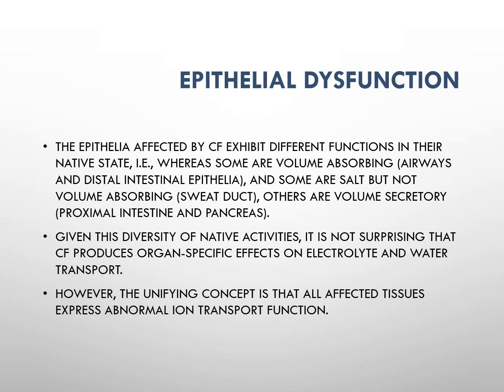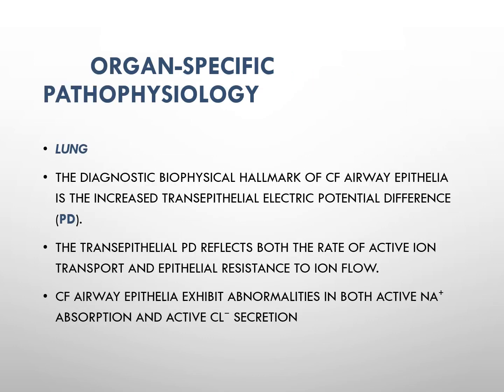The epithelia affected by CF exhibit different functions in their native state, whereas some are volume absorbing and some are salt absorbing, not volume absorbing. Others are volume secretory, for example, proximal intestine and pancreas. Given the diversity of native activities, it's not surprising that CF produces organ-specific effects on electrolyte and water transport. However, the unifying concept is that all affected tissues express abnormal ion transport functions.